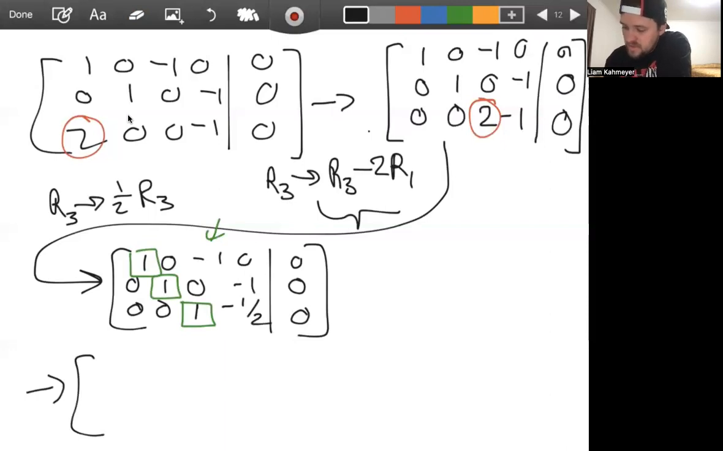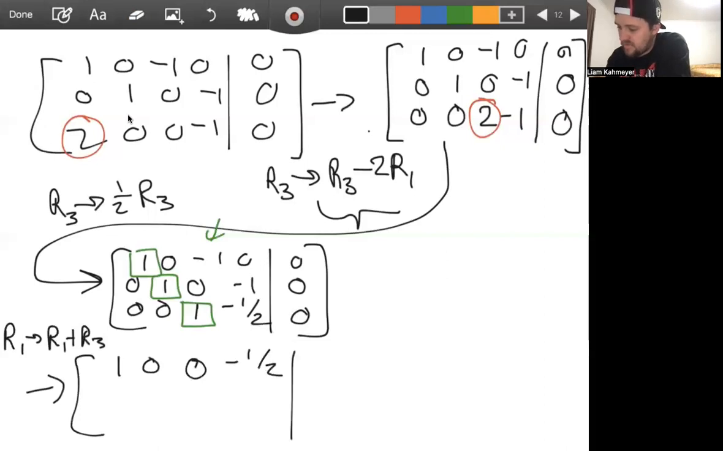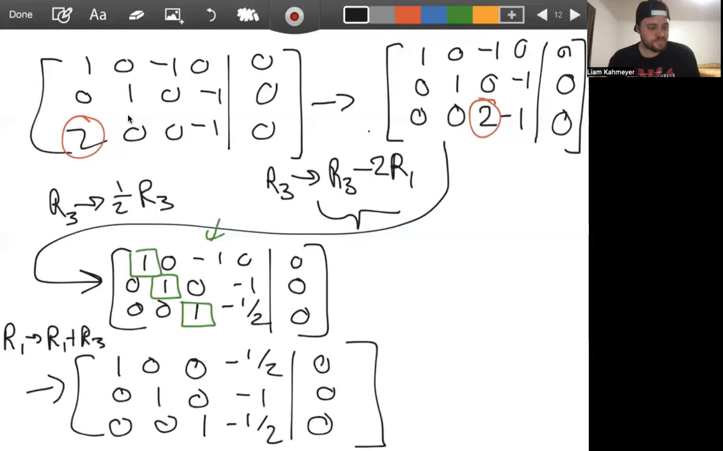I think we can obtain this just by saying row 1 is going to be replaced with row 1 plus row 3, because then we'll have negative 1 plus 1, which is 0. And so after this, we get 1, 0, 0, and then negative 1/2 plus 0 is negative 1/2, 0, and nothing changed in rows 2 and 3. So 0, 0, 1, negative 1/2, 0. This matrix is now in reduced row echelon form.